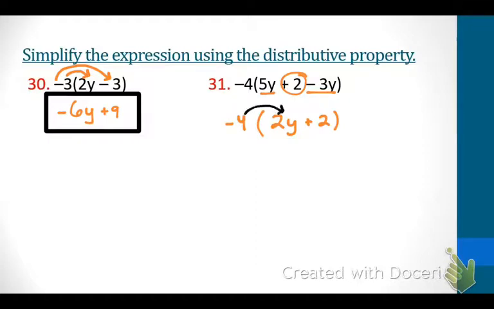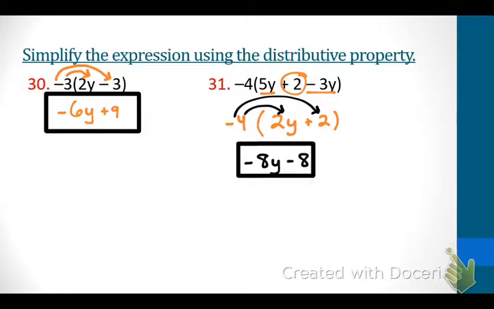Excellent. We've got to distribute it, so we use our arrows to show us that. What's negative 4 times 2y? You have to multiply. It is negative 8y. And what's negative 4 times positive 2? Yeah, it is negative 8. So the final answer is negative 8y minus 8.